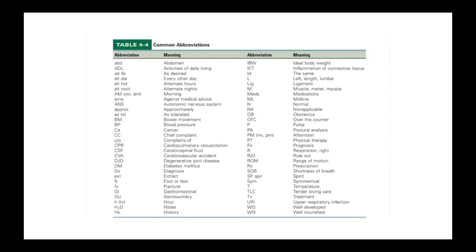Location, attachments, origin, insertions, actions, and fibers, direction of muscle. The test is loaded with questions about D. So D is the one you're going to want to highlight and say, I'm going to open up my Trail Guide book and spend time on understanding the origin, the insertion, if something is superficial, if something is deep, understanding those concepts.